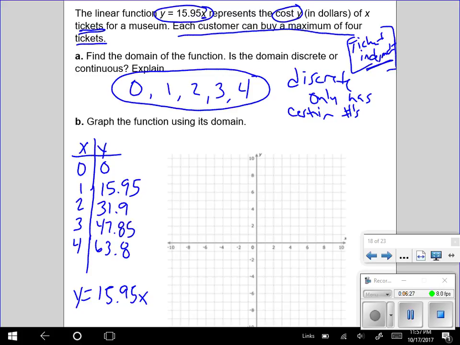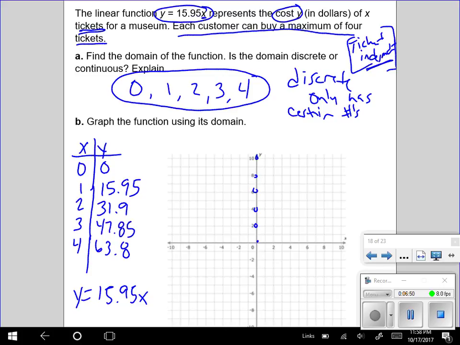Is this a linear function? Well, look at your XY chart. Is this a constant rate of change? As the tickets go up, are the y's constantly going up by the same amount? Well, each time they're going up by 15.95. So I'm going to have to make these go by 20s to make this work on this end.